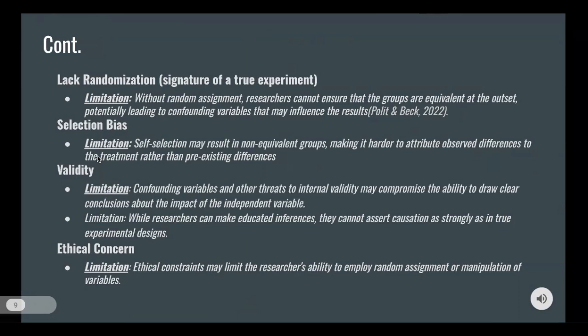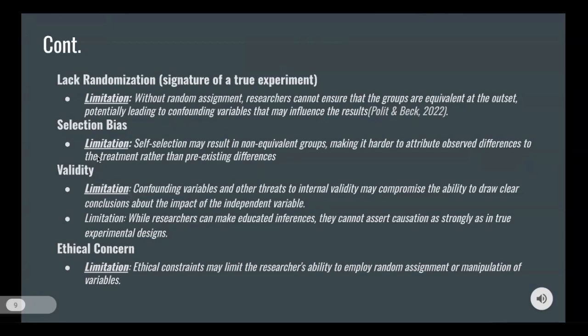Another significant limitation is selection bias. Just like it's a challenge, it also presents itself as a limitation. In the absence of random assignment, self-selection may lead to non-equivalent groups, making it challenging to attribute observed differences to the treatment rather than pre-existing differences. This introduces a source of bias that can affect the study's internal validity.